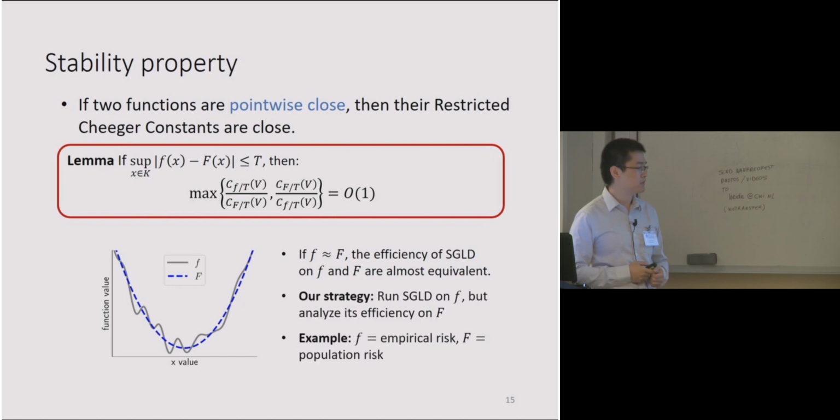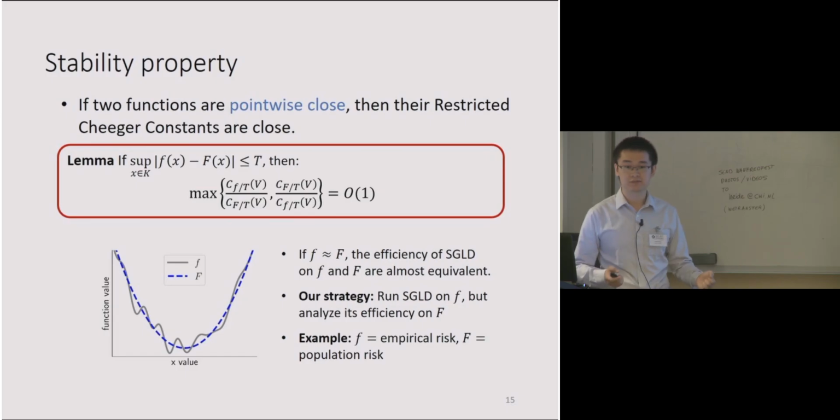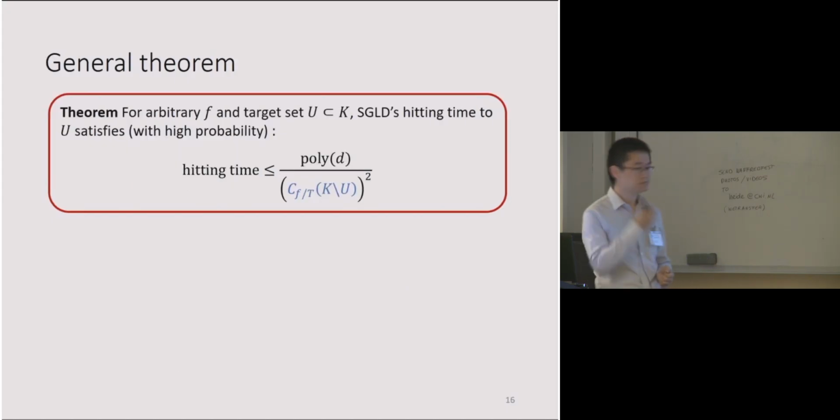This is a useful property for our analysis because it allows us to run SGLD on one function and analyze its efficiency on the other function. And this can happen even if one function has many more local minima than the other function, such as in this example. Another concrete example is when you assume f is the empirical risk and capital F is the unavailable population risk.